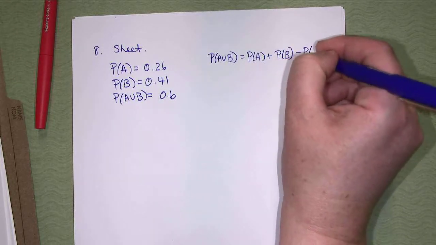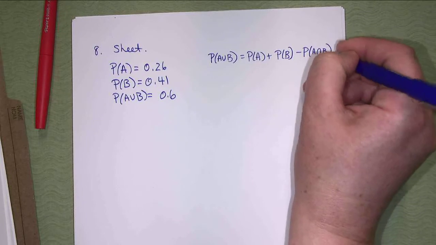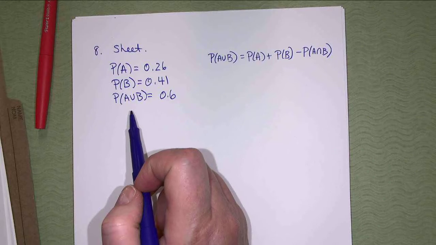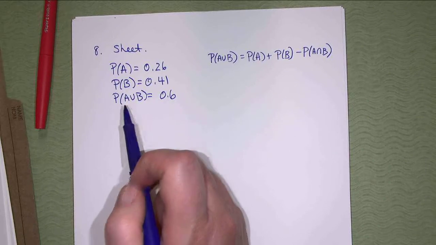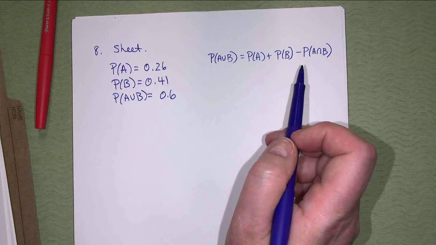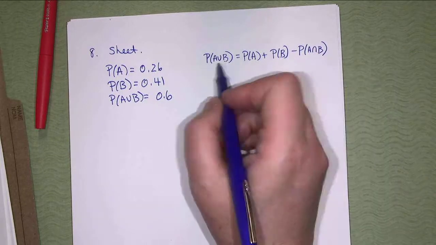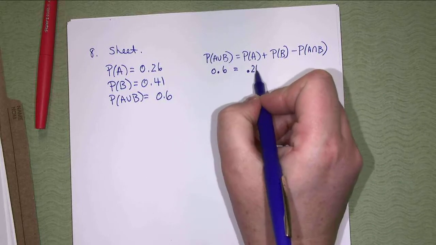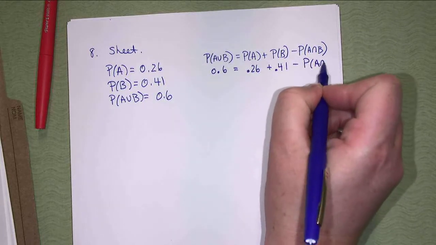It didn't ask for this, but there's a big long list. I'm sure it's going to, so we're just going to figure it out right now. And I knew to do this because this looks like a Venn diagram type question, and we're missing the center, that intersection. Whenever you're missing the center, you need this formula or the big long one if there's three sets. So the union is 0.6, A is 0.26, and B is 0.41, and we don't know this one.